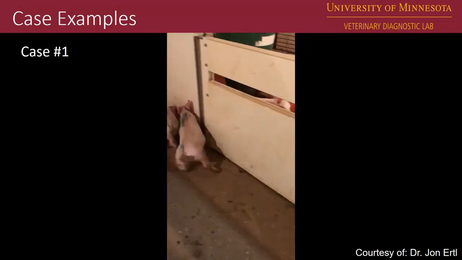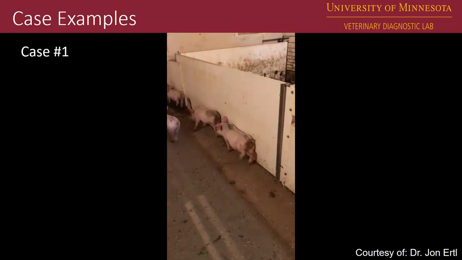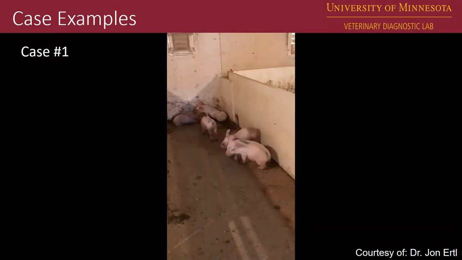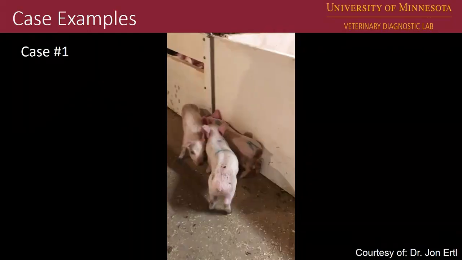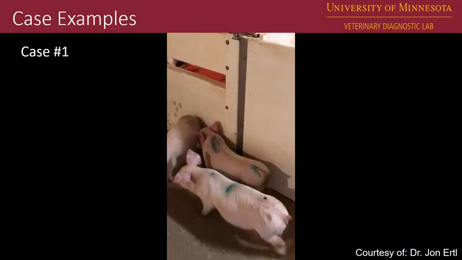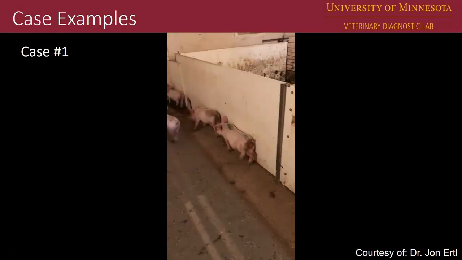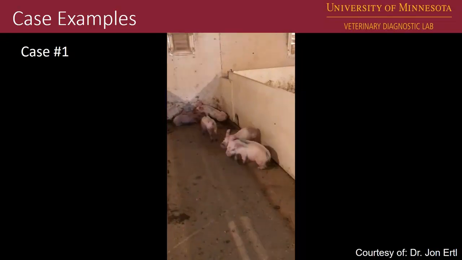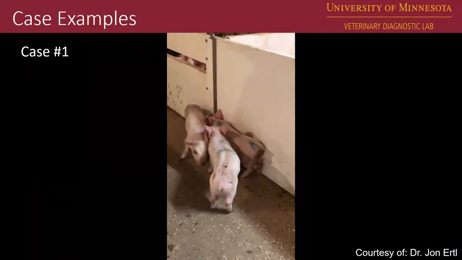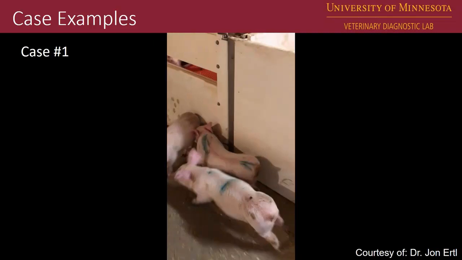So this is submitted by the submitting veterinarian. Watch this pig here. So this pig, it'll loop through here. You can watch as it's uncoordinated, starts to lose control of the pelvic limbs, and then as it gets down to the other end, the other pigs start pushing on it, right, and it's not able to support itself.